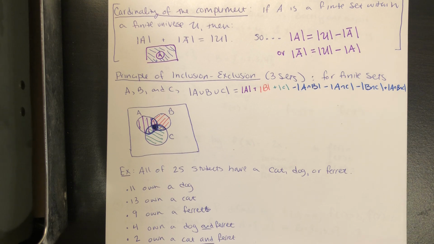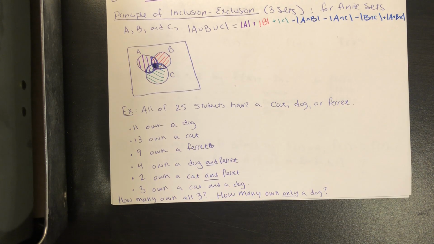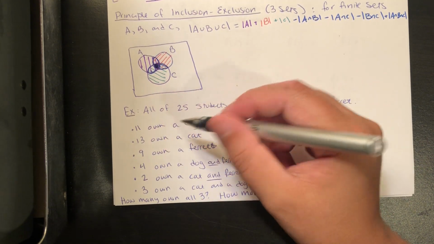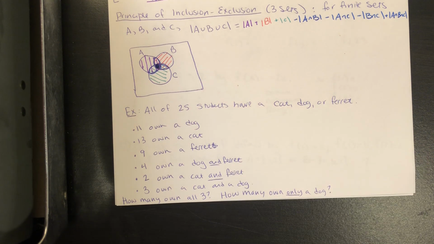So let's do one more example. Suppose we have all 25 students in a particular class own a cat, a dog, or a ferret, or possibly more than one of these. And let's say we know that 11 have a dog, 13 have a cat, 9 have a ferret, but those students might also fall into one or more of these categories, right? Some of these dog owners might also have a cat, etc.